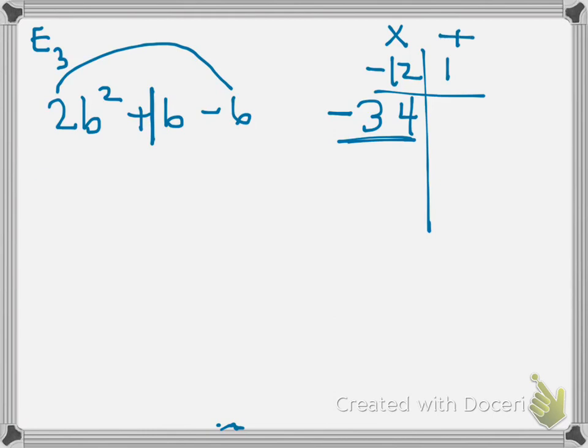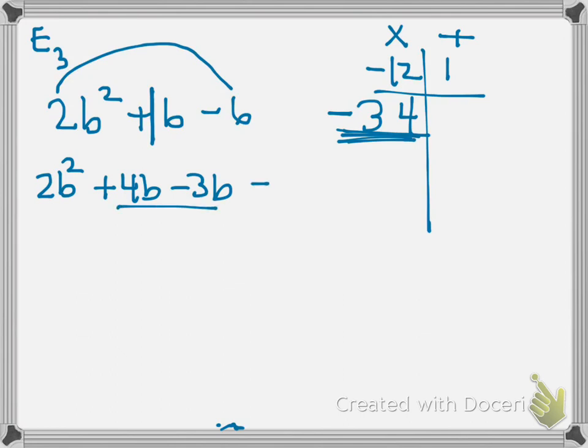Okay, then I write the first term, 2b squared. Then I'm going to write the 4 by it, because I know 2 and 4 have a common factor. Plus 4b minus 3b. So I just put these guys into the problem. Minus 6. Next step, factor by grouping. I just broke up the 1, right? That's all you're doing there, breaking up the 1 into 4b minus 3b. It's just another way to write it.